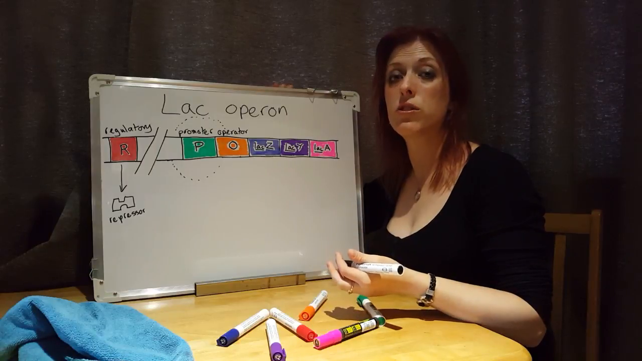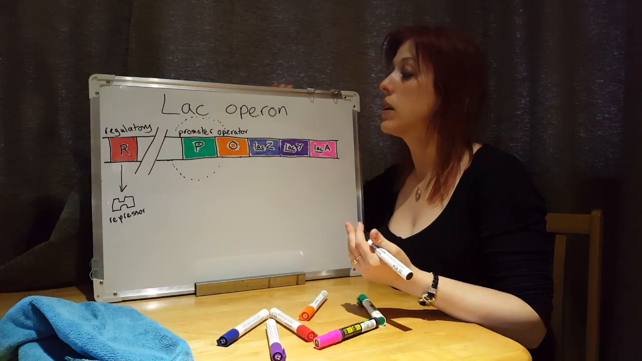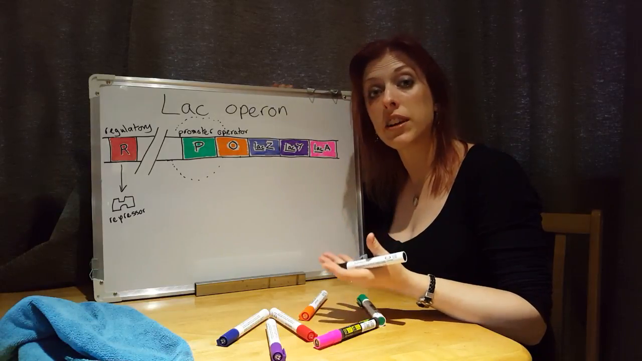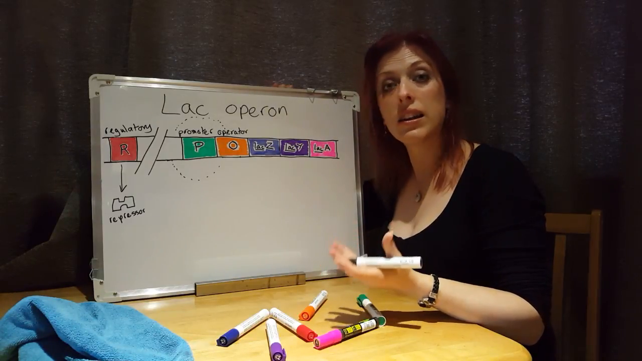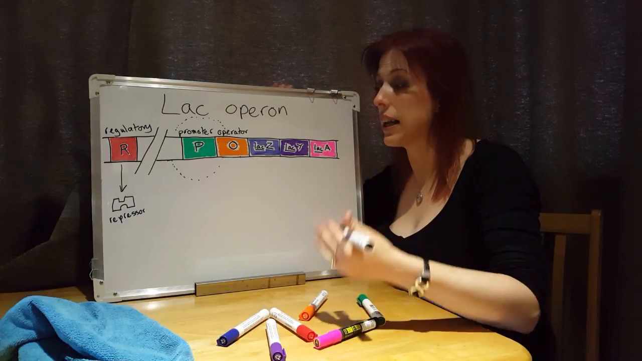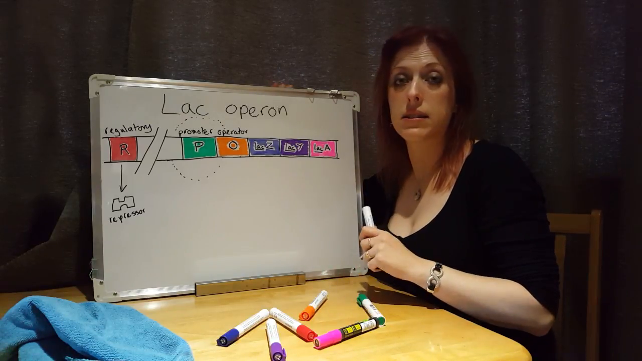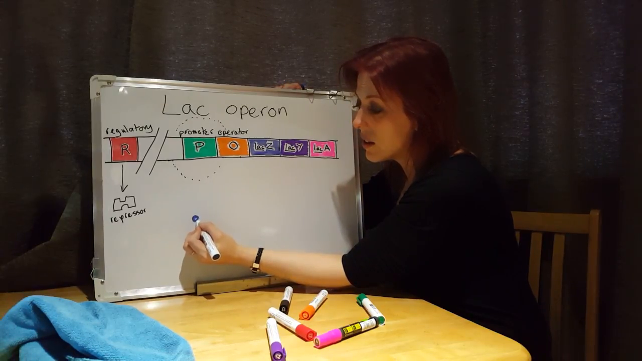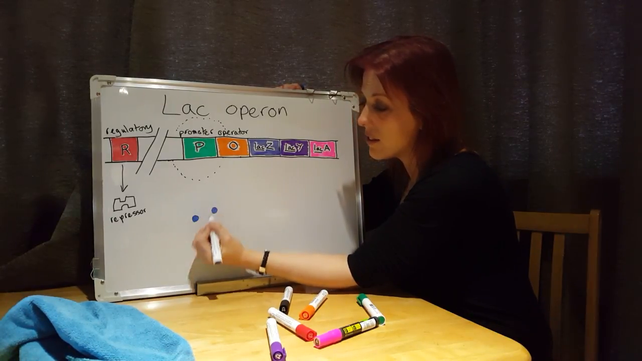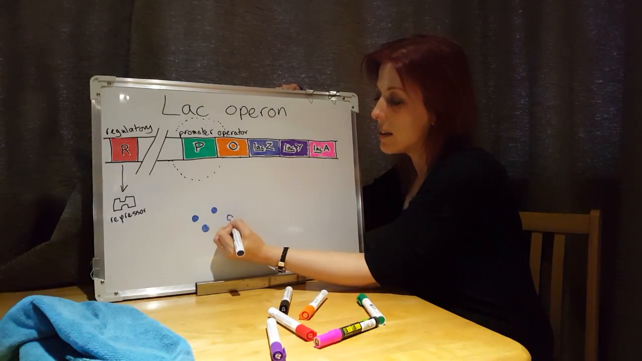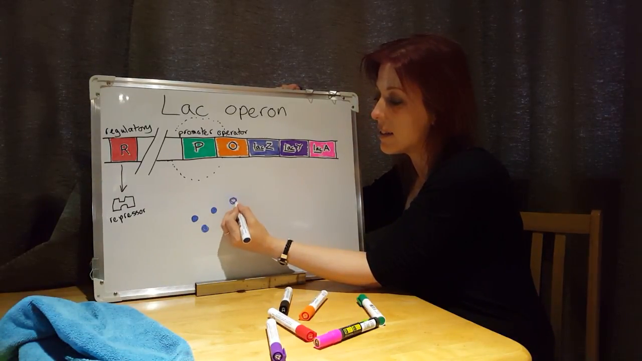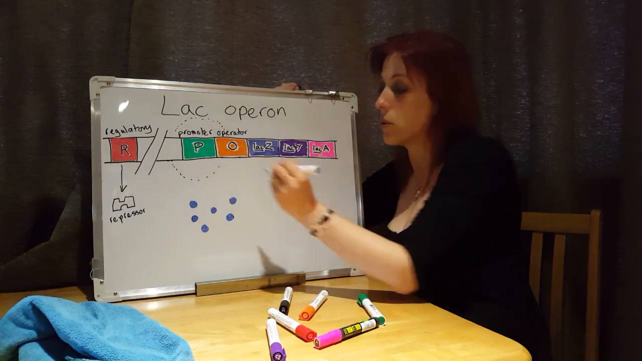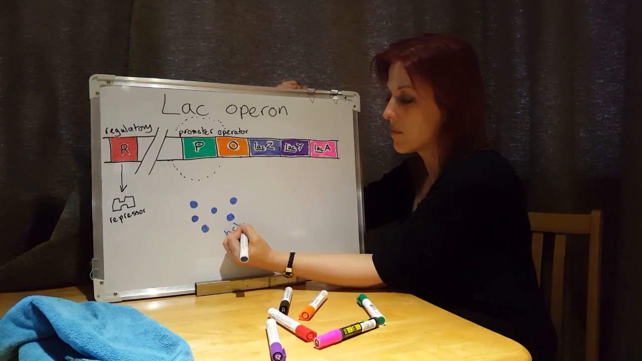Lactose is not a very common source for E. coli, so they do not need to be able to produce the enzymes that would allow them to digest lactose unless it's present. And this is where the clever feedback system comes in. If we have molecules of lactose in the cytoplasm, because they will be able to enter down their diffusion gradient through lactose transporters. So here's all the lactose.